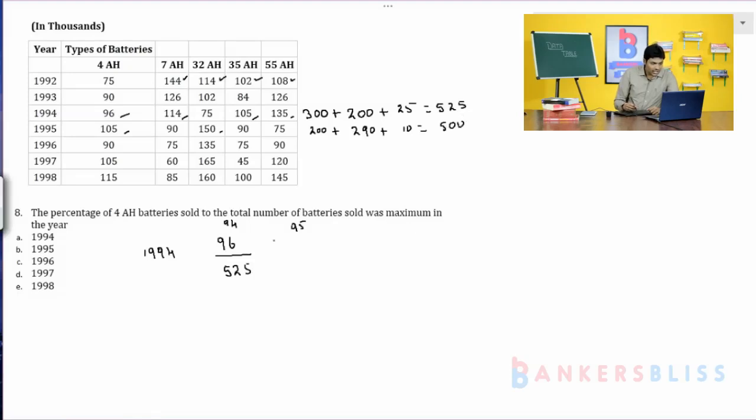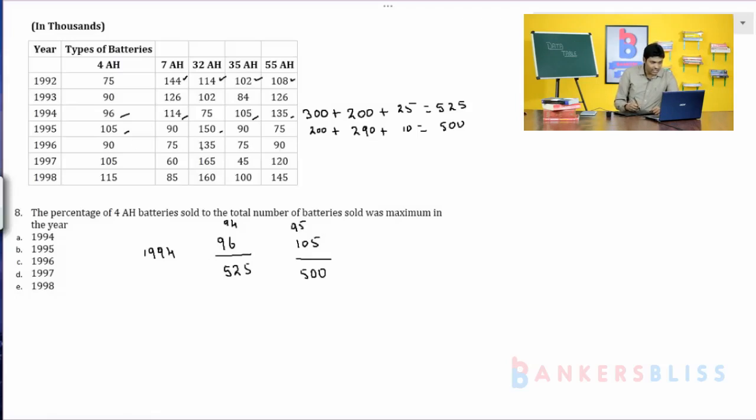So 105 divided by 500. See, no need to calculate the percentages. It is very, very important. No need to calculate the percentages. Based on the fraction comparison itself, we can identify. Okay. So next 1996. Again, see here.